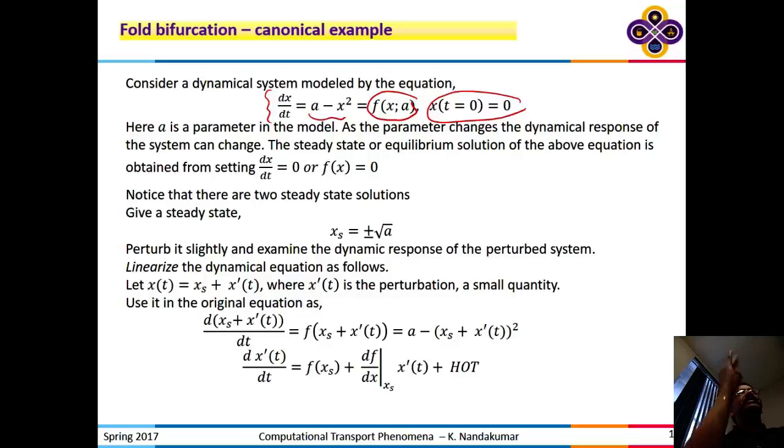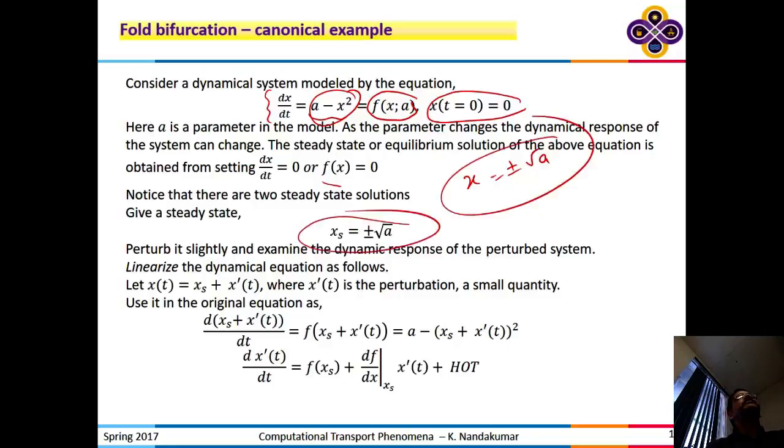So what do I do? I first find the steady state solution. So I set f of x equal to 0, and then I solve this. So that is simply x is equal to plus or minus square root of a. Right? So that is my steady state solution.